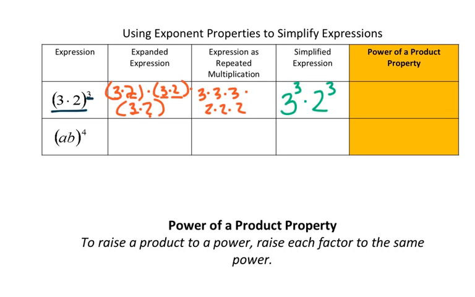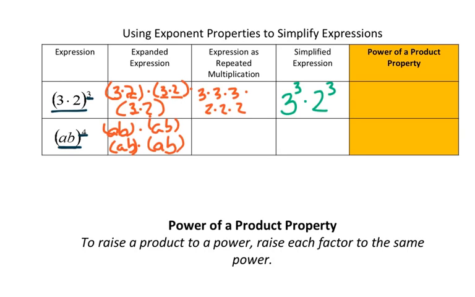Let's try AB. Please remember that AB means A times B because there's nothing in between them. So this is inside parentheses. So the expanded expression for this exponent looks like this. AB times AB times AB times AB. That's 4 different sets of AB.